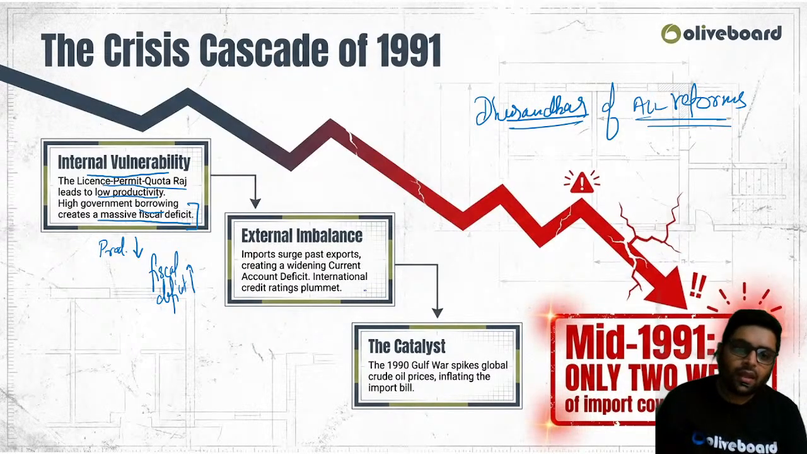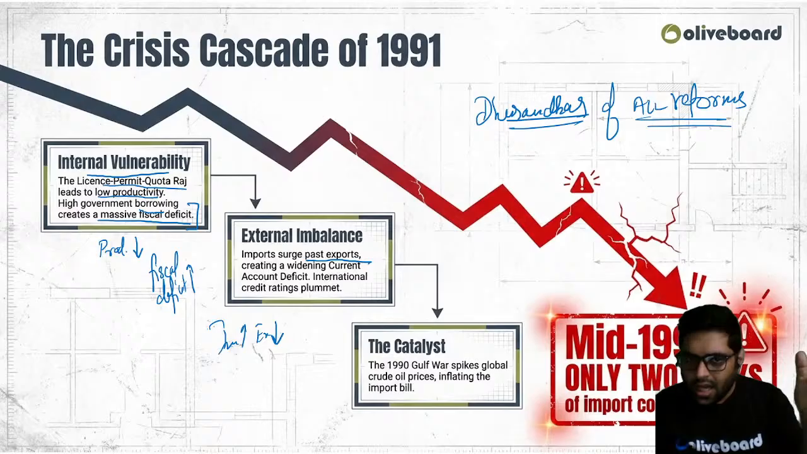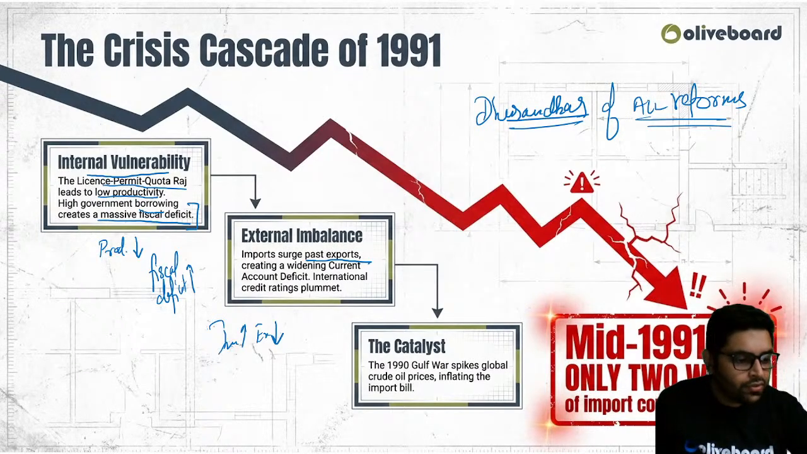Okay. Then imports surged past exports. So we were importing more and exporting less. See, this is how I'm taking you towards the reforms. I can just simply explain the reforms, but that doesn't make sense. I should explain what made the reforms come. Am I right? So I should make you realize that. Are we clear till here? I hope everything is good. Okay.